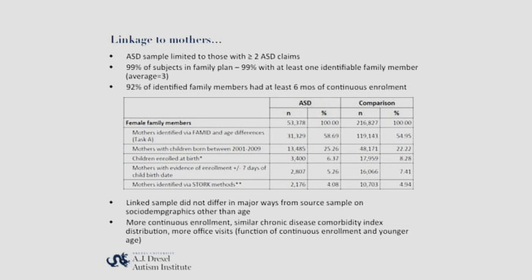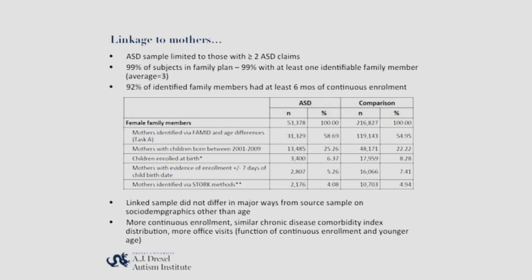If you look at the ASD cohort, you see we start with 53,000 family members. And through a family ID algorithm, so we know that there's a woman in the same family, and their age matches what could potentially be the child's mother, we get a group of 31,000 potential moms. We look to make sure that the mom that we identify matches the child in the birth interval, in the study interval in 2001-2009. That takes us down a little bit more to 13,000.